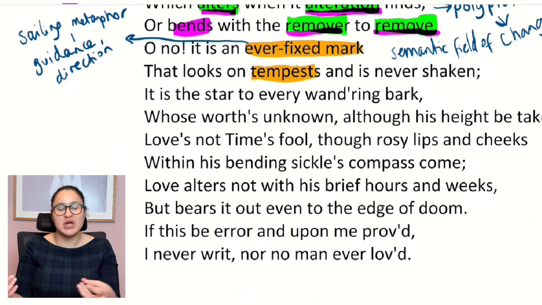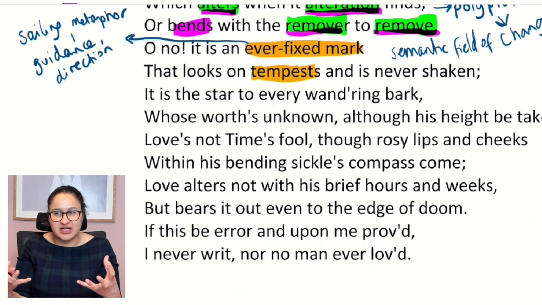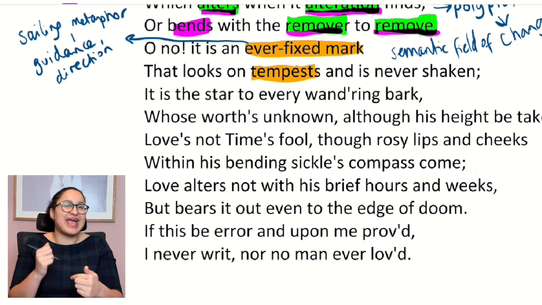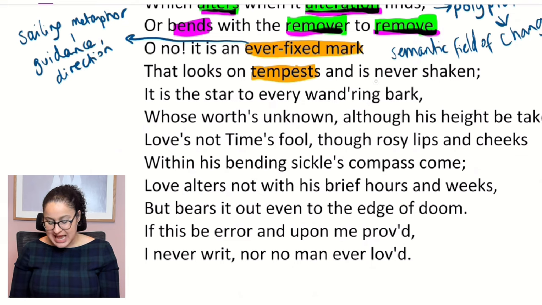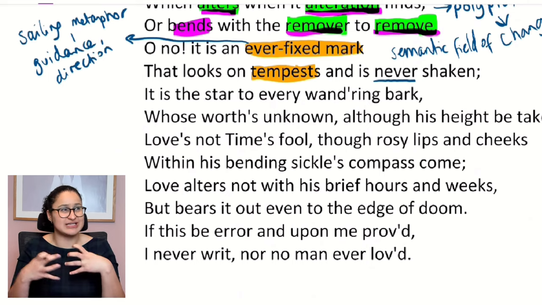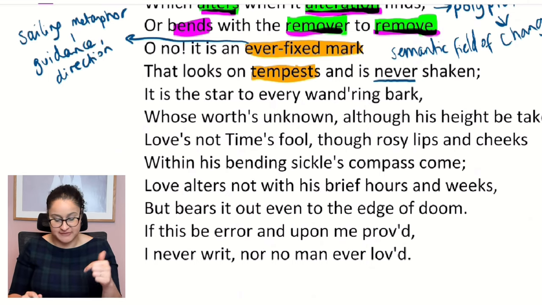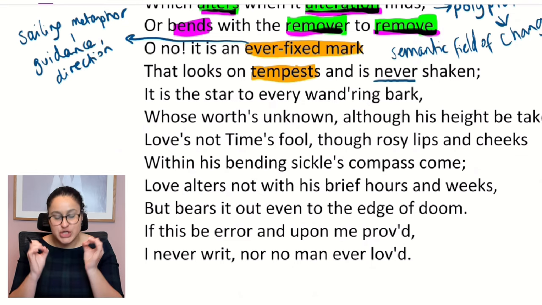It's the obstacle. There's potentially also an element of pathetic fallacy. Maybe the tempest is a symbol of anger. However, it's again negated, never shaken. So you can see how serious that adverb is, never. And we're going to come back to the tone that's being created by words like never, because he uses never a few different times. But it's really, really strong, it's never shaken.